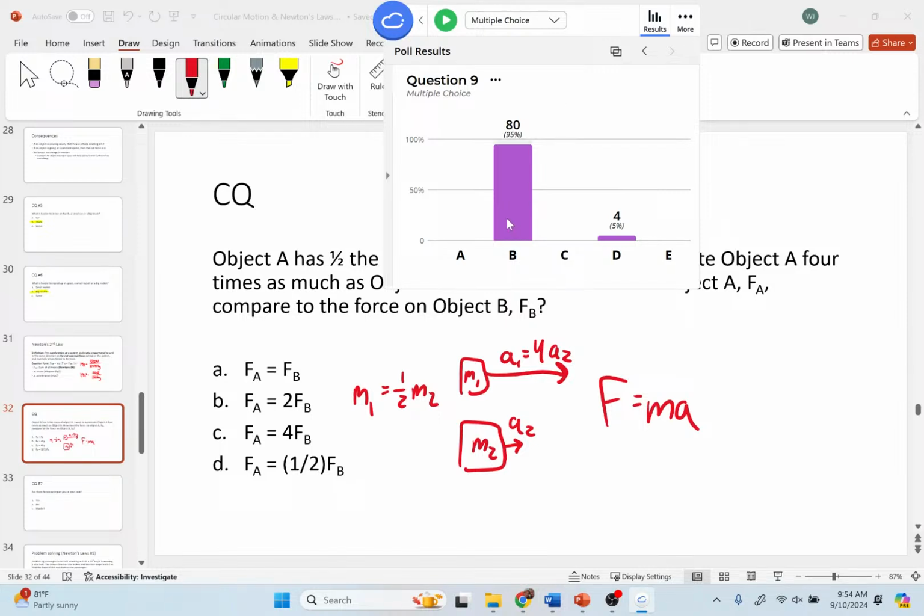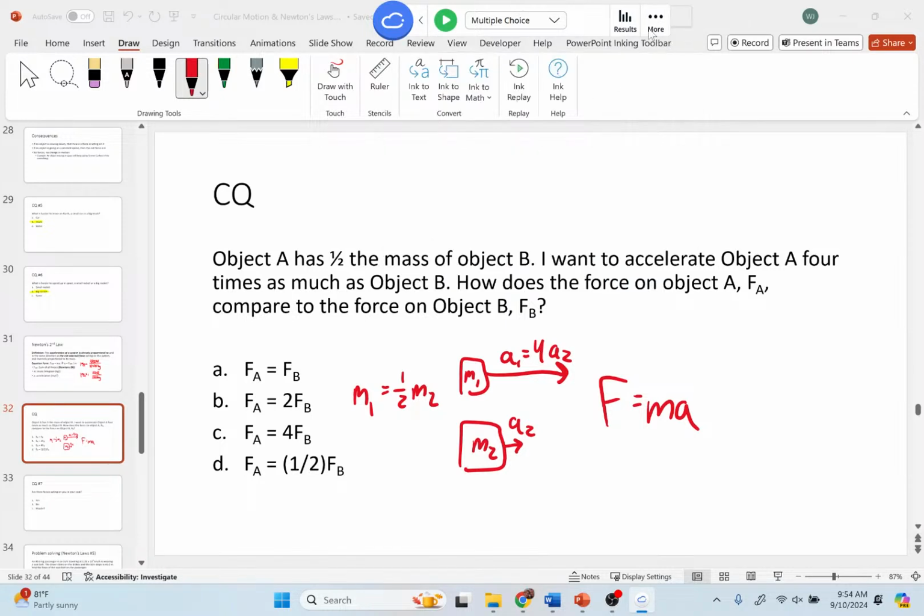Like, vast majority of people, awesome. If you didn't, that's fine. These problems are going to be classics. So I'm going to explain it conceptually first. And then I'm going to write out the math, because the math will then kind of test your logic.